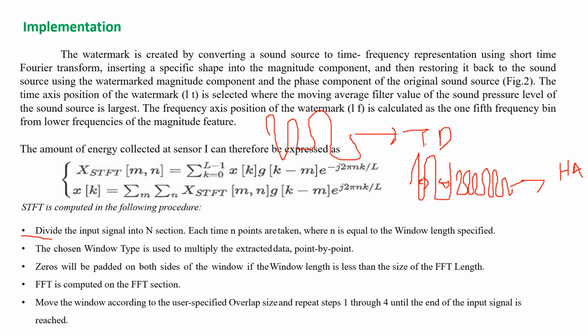Here we can see the signal is divided into N sections. Each time N points are taken, where N is equal to the specified window length. The chosen window type is used to multiply the extracted data. We can use the Hamming window type. Zeros will be padded on both sides of the window. If the window length is less than the FFT length, the FFT is computed on the zero-padded section. Next, move the window according to the user-specified overlap size and repeat steps 1 through 4 until the end of the input signal is reached. The window is implemented zero-centered, that is, zero phase. The signal should have at least leading zeros for the implementation.